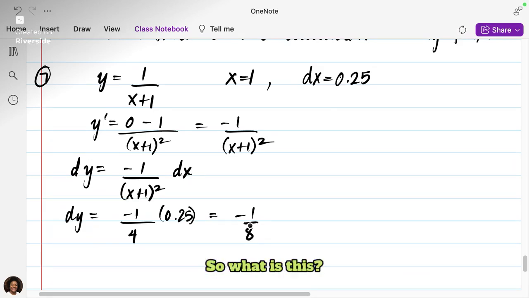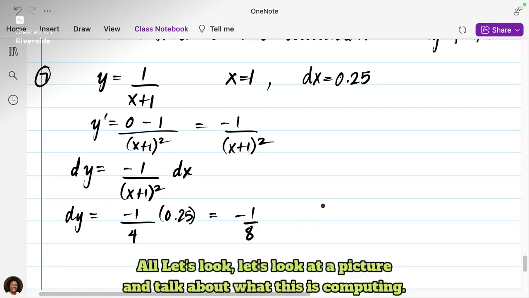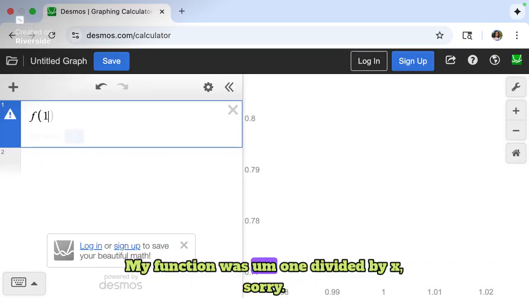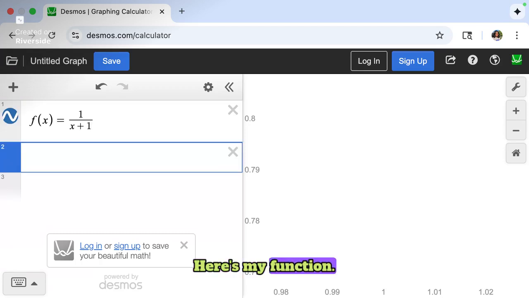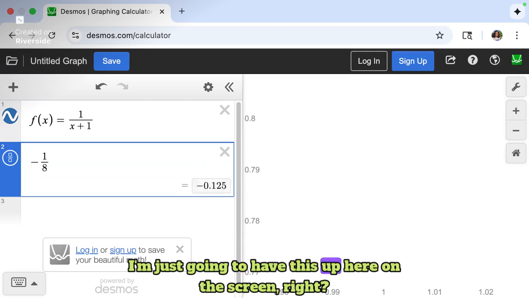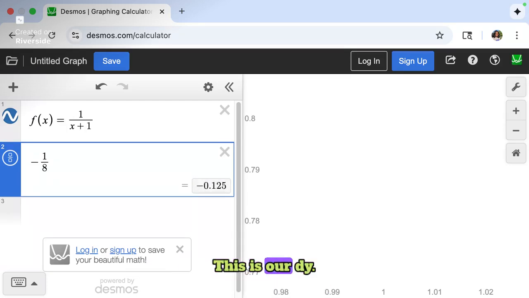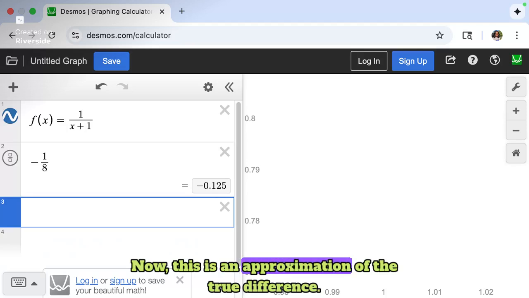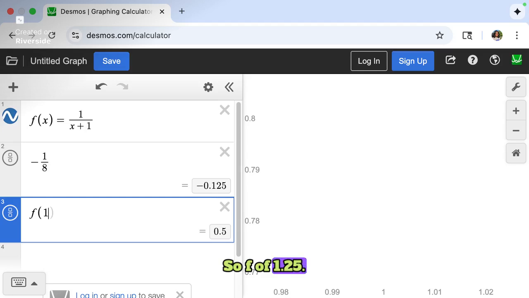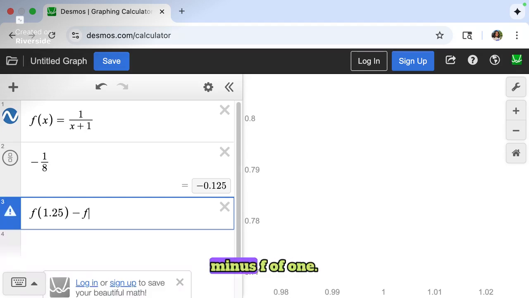So what is this computing, right? All right, let's look at a picture and talk about what this is computing. My function was 1 divided by x plus 1. Here's my function. So what I just computed was negative 1/8. That's what I computed. This is our dy. Now, this is an approximation of the true difference. The difference was from 1 to 1.25. So f of 1.25 minus f of 1.